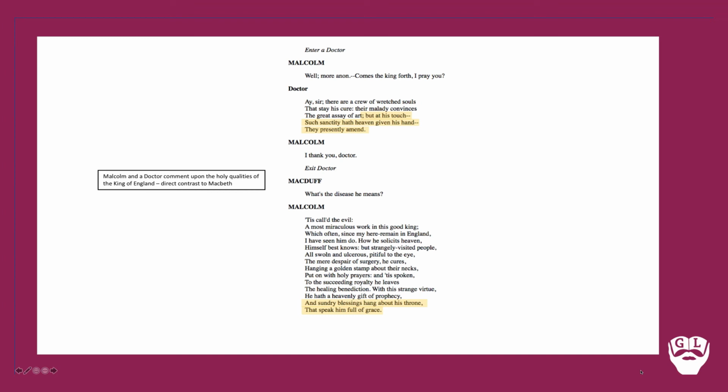It's not just having a crown. It's what they're reinforcing here about Macbeth. It's not just that he has a crown, he has to be holy, saintly, virtuous. Good qualities must also be included with that.